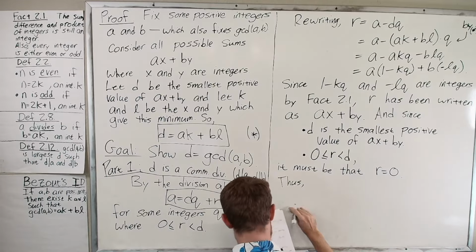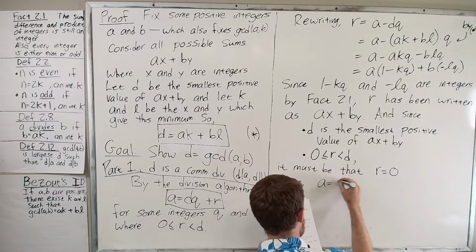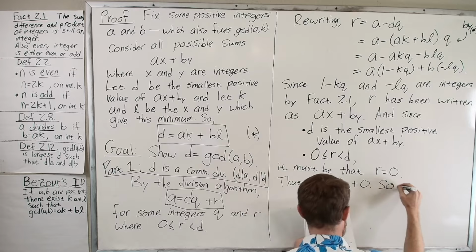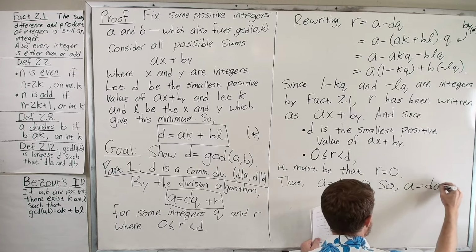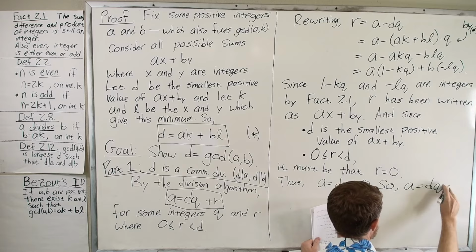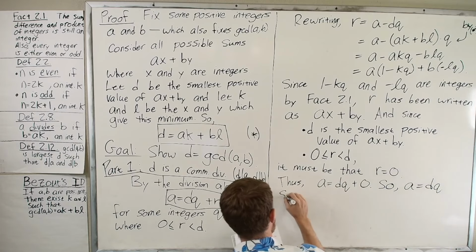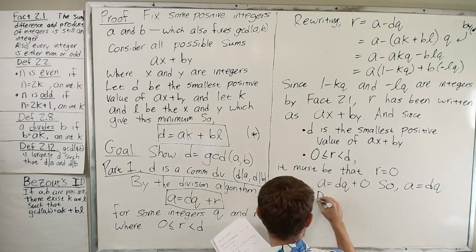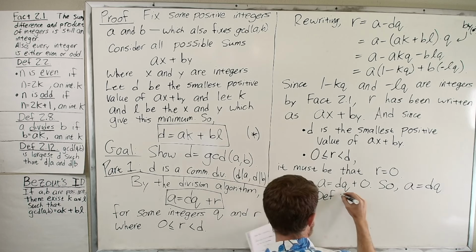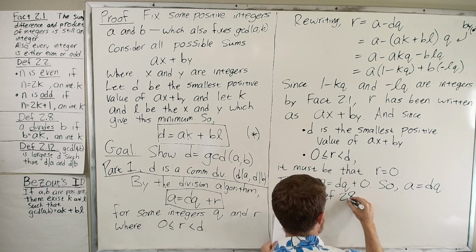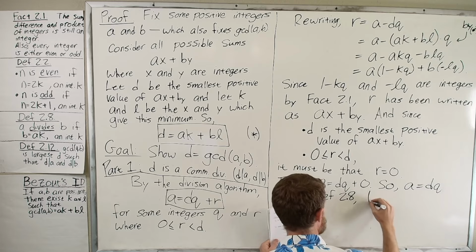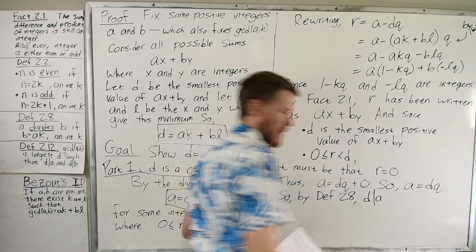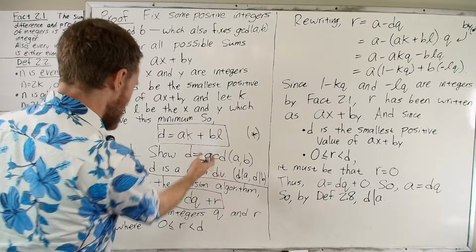So thus, A equals DQ plus 0, because R is 0. So A equals DQ. So by the definition of divides, which was definition 2.8, we have D divides A. Okay, so that is half of part 1.